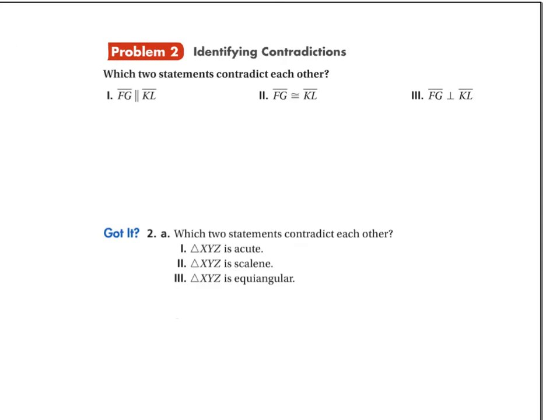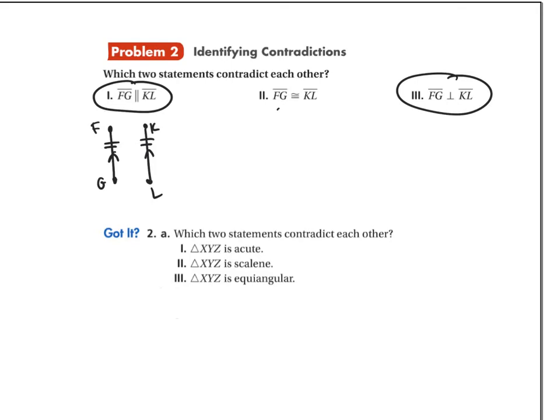Okay, and then for problem 2 here, we're going to identify contradictions. So we're moving on to the contradiction part of this indirect proof. Which two statements contradict each other? Here we're saying FG and KL are parallel. This one says they're congruent. And this one says they're perpendicular. Can they be perpendicular and parallel at the same time? No. So these two statements contradict each other.